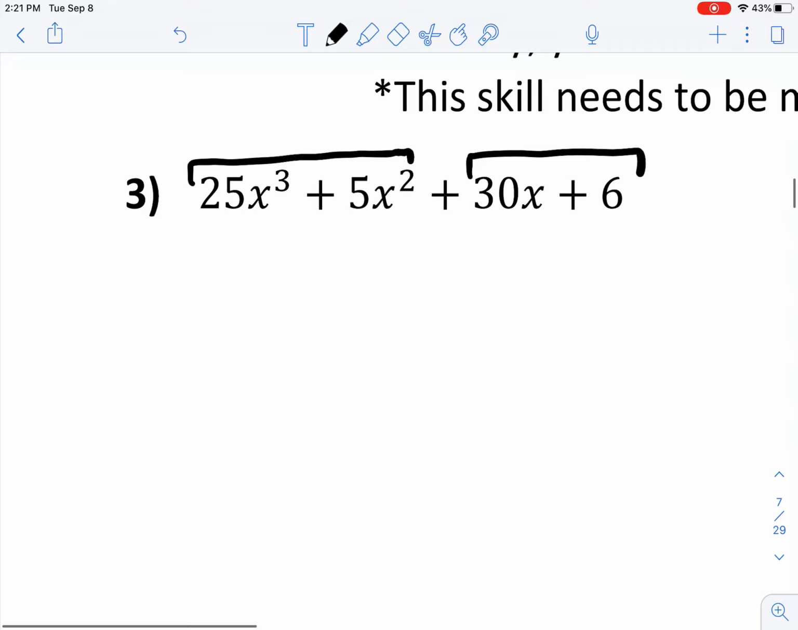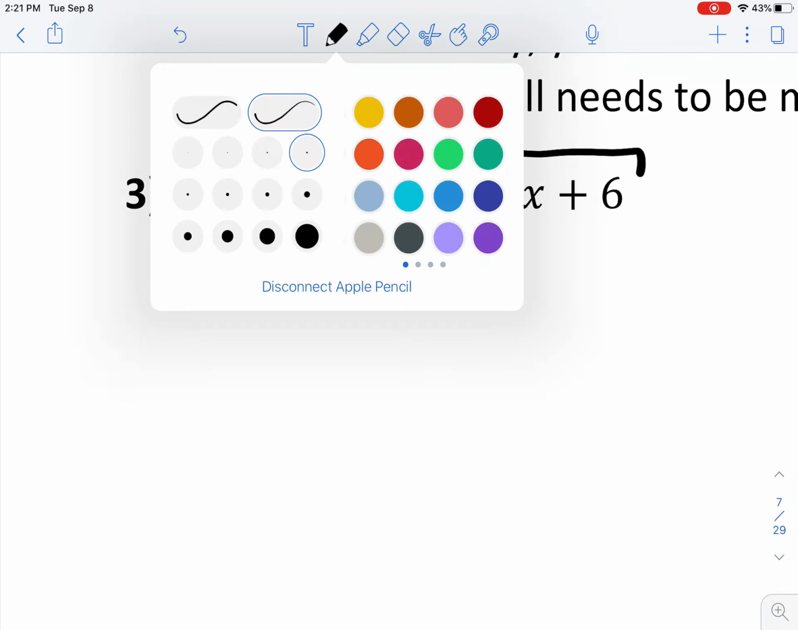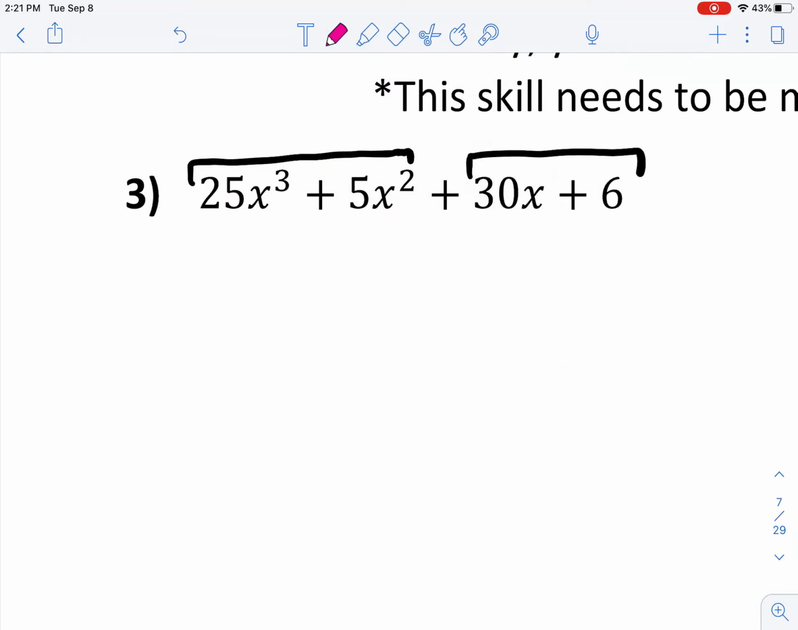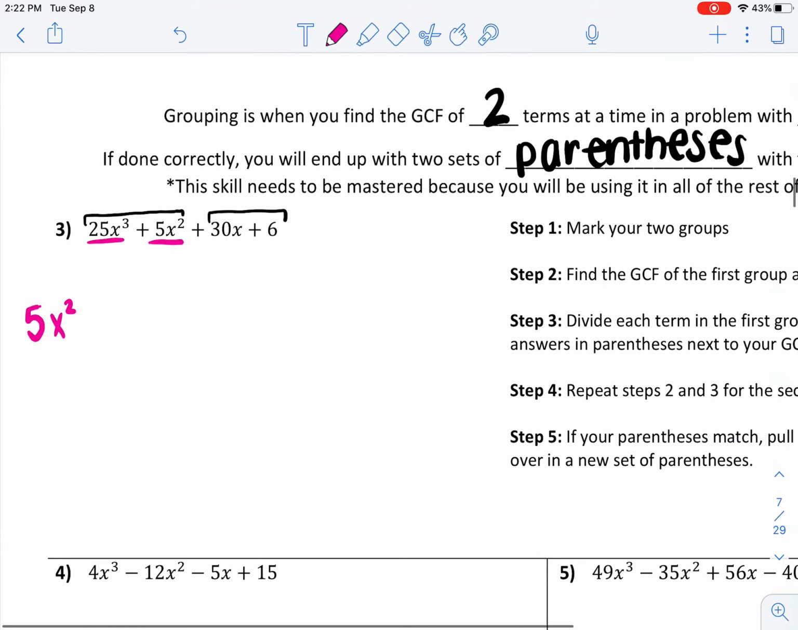So I'm just focusing on group number 1. My GCF in group 1. Well, I need to find the biggest number that goes into 25 and 5. Well, that's 5. And then with your variables, you are picking the smallest exponent. So I have x to the third and x squared. 2 is my smallest exponent, so that means my GCF is 5x squared. Again, we're only looking at group 1. We are ignoring these 2 terms for now. Okay, so that was step 2.